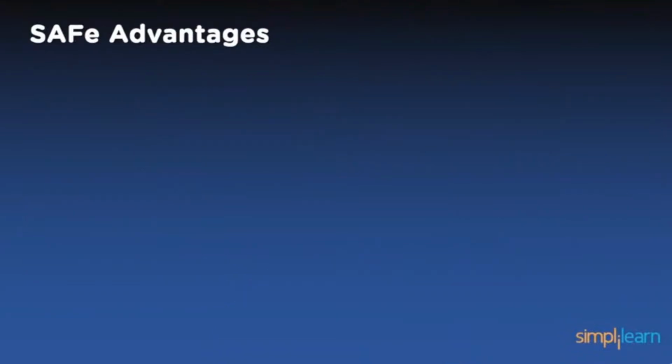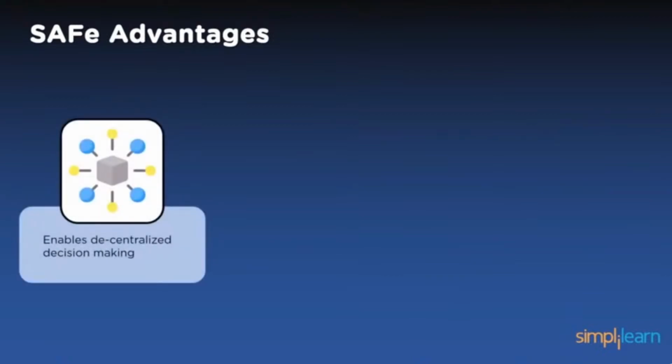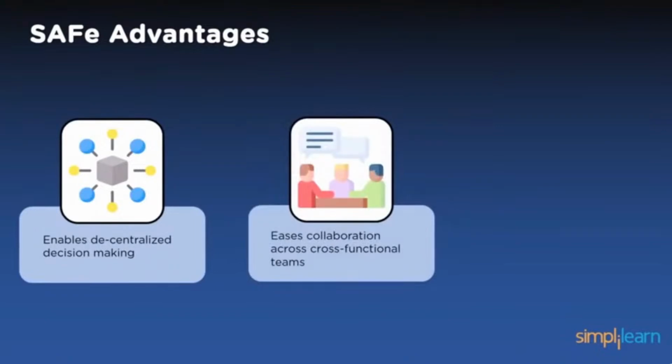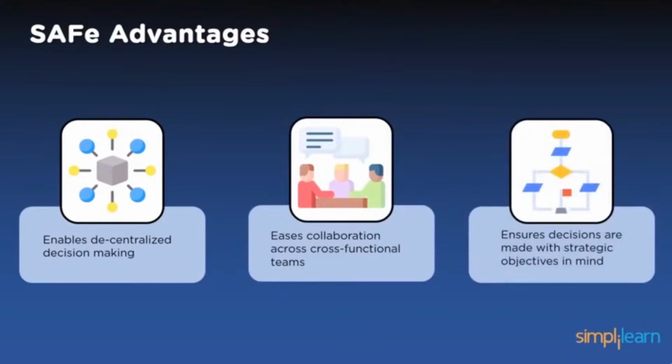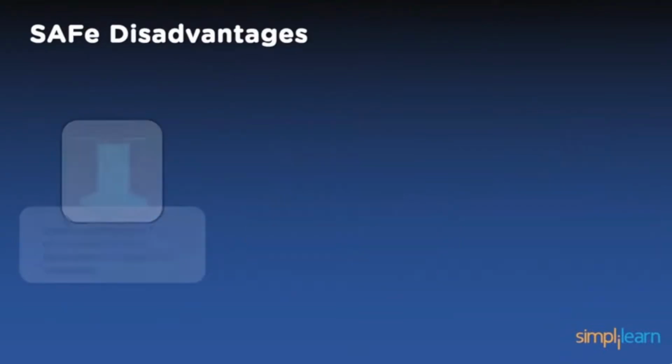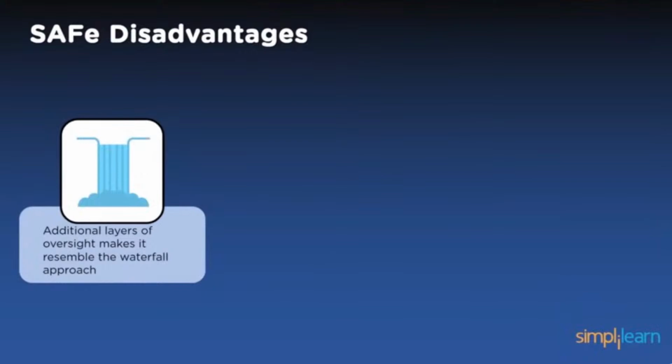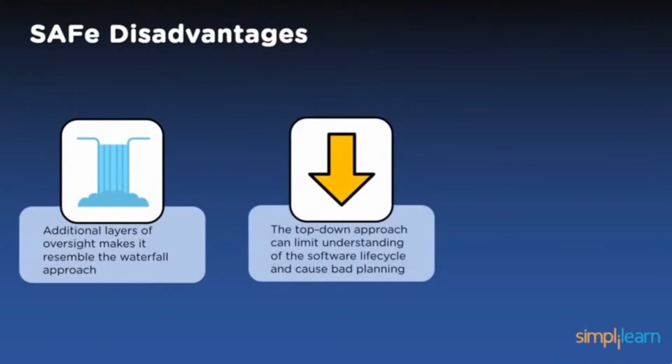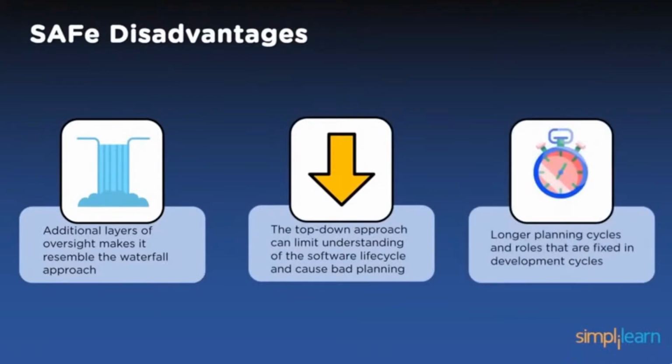So, advantages and disadvantages of SAFe. Advantages involve enabling decentralized decision making. It eases collaboration across cross-functional teams. It ensures decisions are made with strategic objectives in mind. Disadvantages include additional layers of oversight, which makes it resemble the waterfall approach. The top-down approach can limit understanding of the software lifecycle and cause bad planning. So providing that visibility is very essential. Then there are larger planning cycles and roles that are fixed in development cycles.